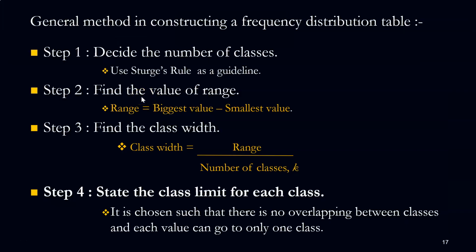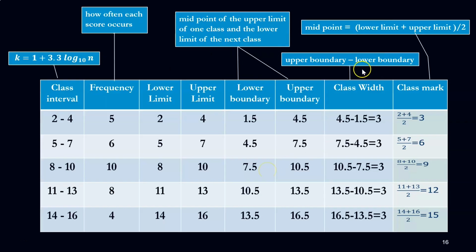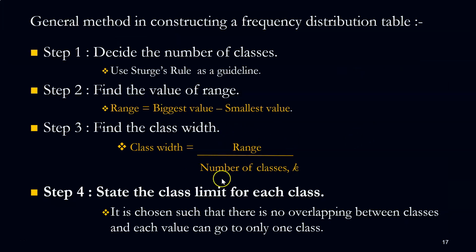The second step will be find the value of range. Range tu macam mana kita cari range? Biggest value minus smallest value. And the third one will be find the class width. Apa tu class width tadi? Class width adalah range divided by number of classes. So ada dua cara. Satu macam ni, you guna upper boundary minus lower boundary, or the other one is using this formula. So ada dua cara untuk cari class width. And then step 4, set the class limit for each class. Okay, it is chosen such that there is no overlapping between classes and each value can go to only one class.